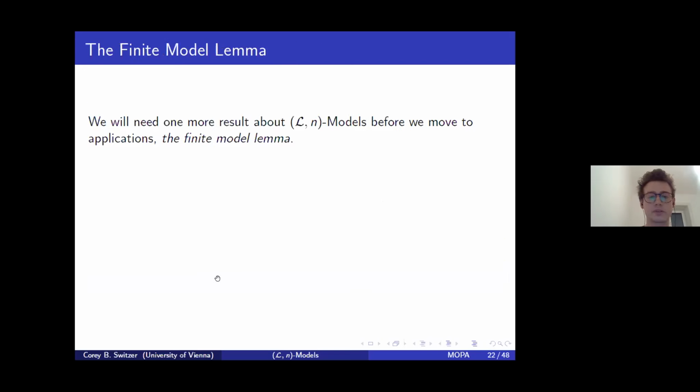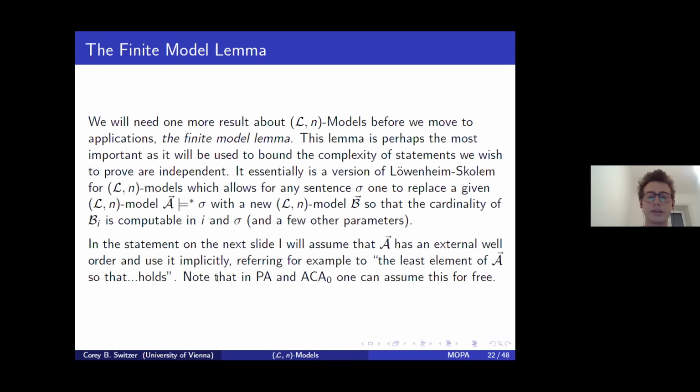Yeah, so that was good to know. And then one more lemma about Ln models. I know I've spent a lot of time setting up the scene, but this is the last basic background lemma that I need. And this one is kind of the most magic of them all. This is called the finite model lemma. This is too much text, I think, on a slide, but it's a kind of Löwenheim-Skolem theorem for Ln models.